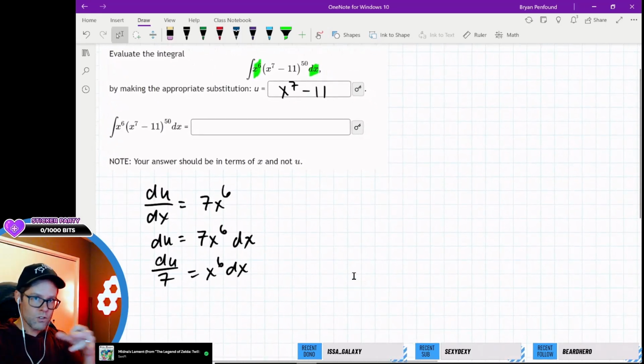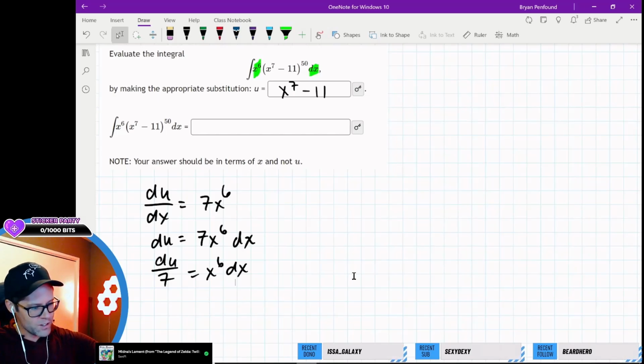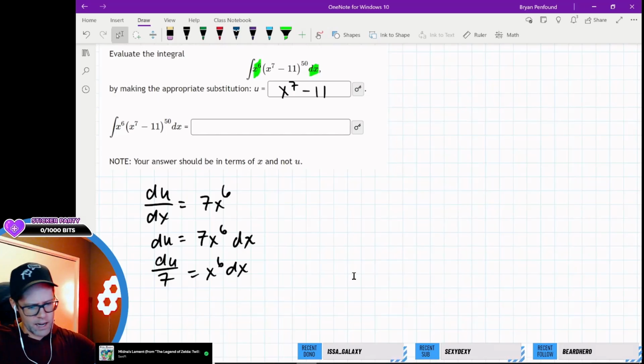We're going to take the derivative with respect to x. We're going to break apart those differentials and treat them like we would with a regular fraction, like numbers. I'm viewing them maybe as little infinitesimal differences between things. And doing that gives us a relationship between differentials. So our relationship here is that if I take dx and multiply by x to the 6, that's really like taking du and dividing by 7.